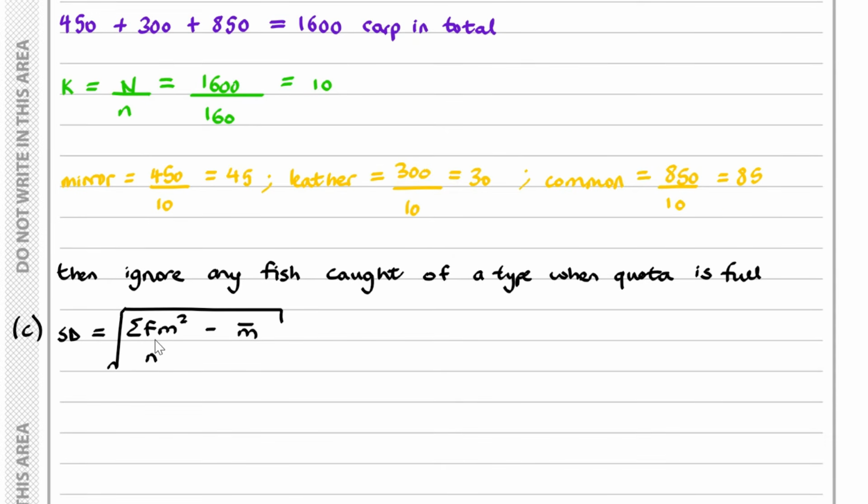We know what each of these are. We have over here 3053 divided by n, where n is equal to 160. We have 160 fish in total in our sample. And then the mean will simply equal 692 divided by 160, and then we square it. And then we square root this entire result.